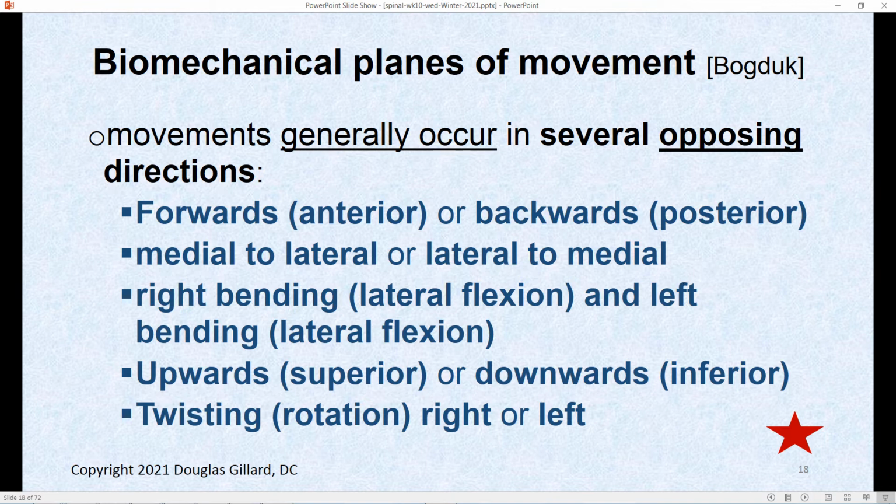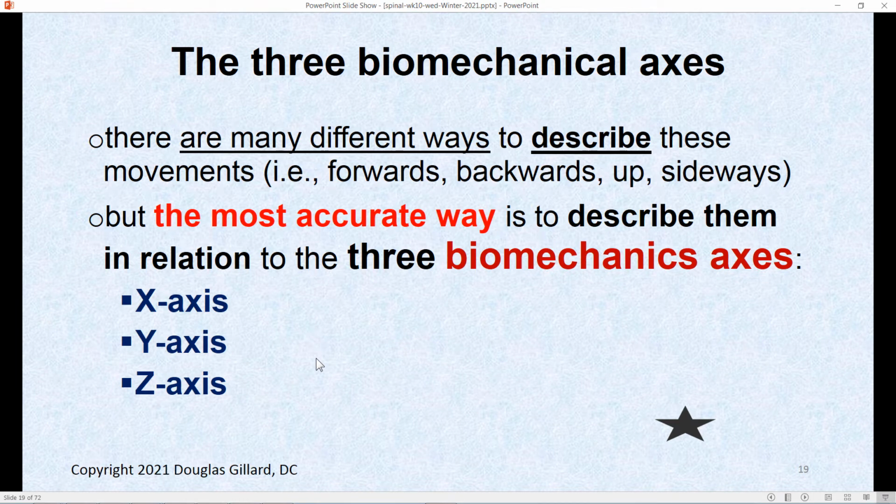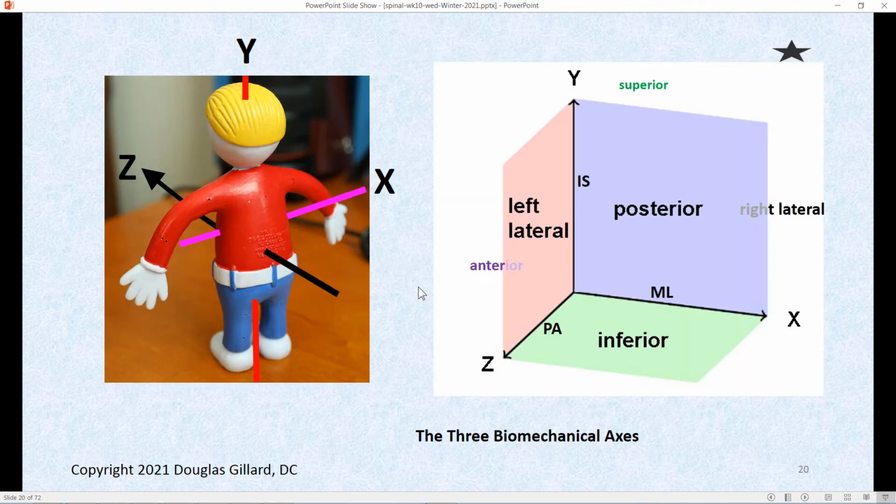There's medial and lateral, right bending, left bending, and those are both lateral flexion. That would be left lateral flexion. That would be right lateral flexion. There's upwards motion, superior motion, downwards motion, twisting, rotation. So these are all terms that we can apply to our rotation and translation. Again, the three biomechanical axes are the X, Y, and Z. That's how you should always describe biomechanical motions of a block or of a vertebra or whatever.